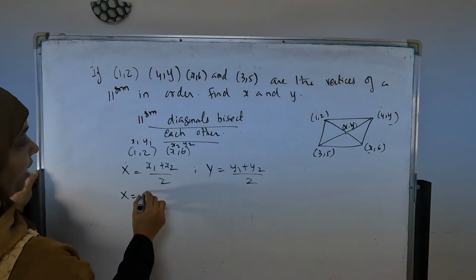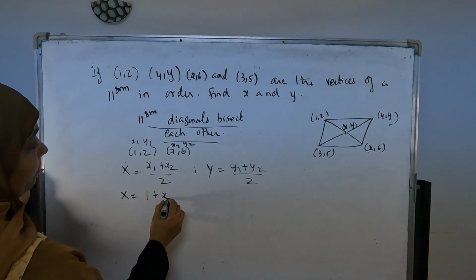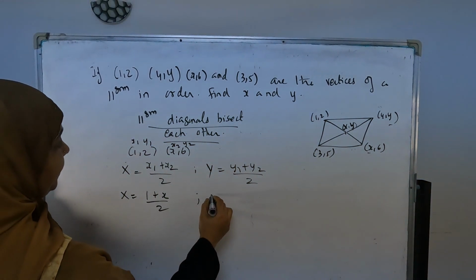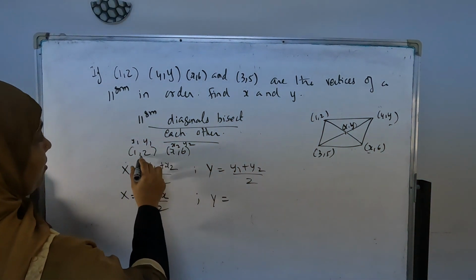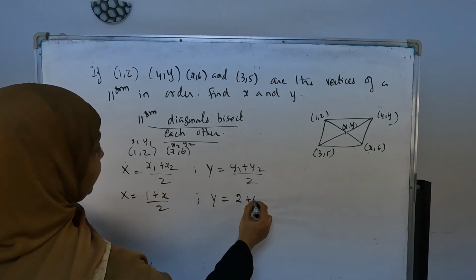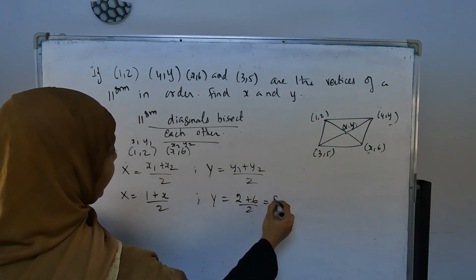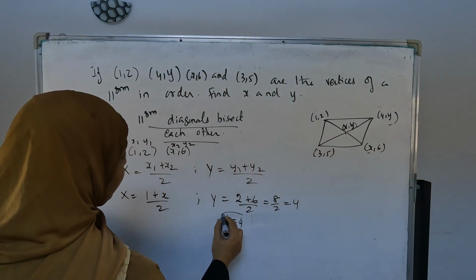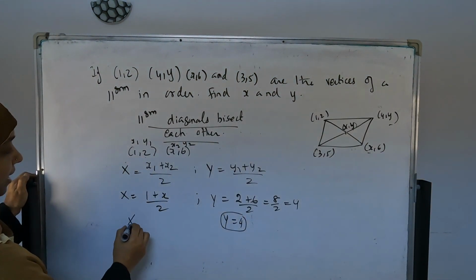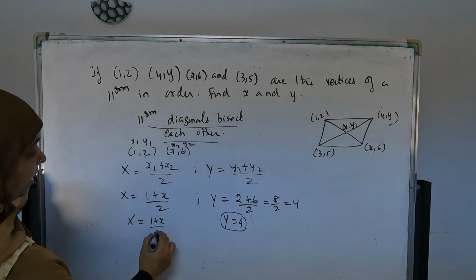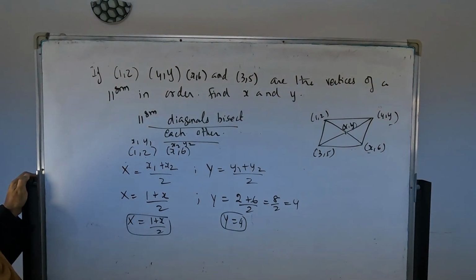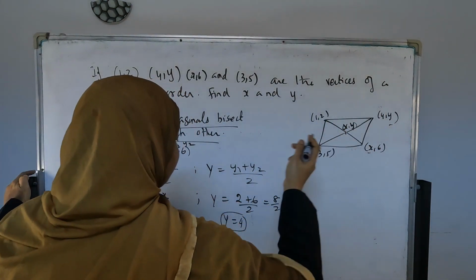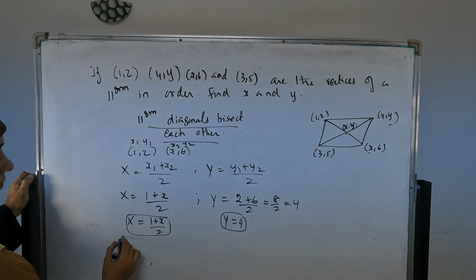So x1 is 1 plus x2 is x by 2, and y is y1 is 2 plus 6 by 2. This is 8 by 2, which is 4. So 1 point we got here as 4, and here 1 plus x by 2 only. This we will keep here. Now take these 2 points.